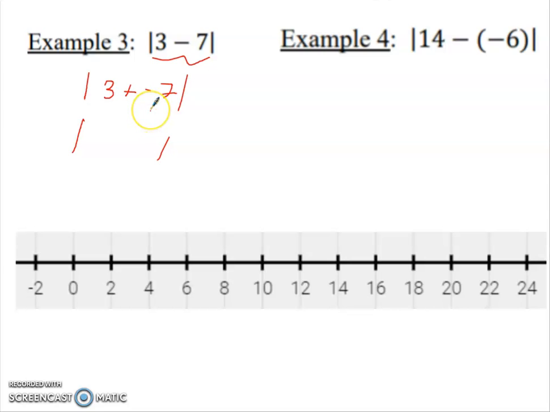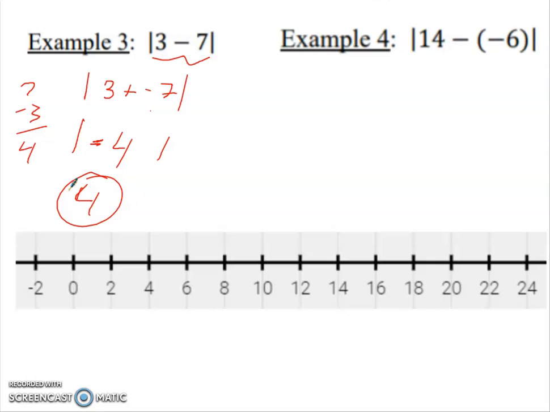So in this case, 7 is the larger number, so my answer inside the absolute value is going to be negative, and I'm going to do 7 minus 3, which is going to give me 4. So the absolute value of -4 is what I'm looking for. That is going to be 4 units from 0.